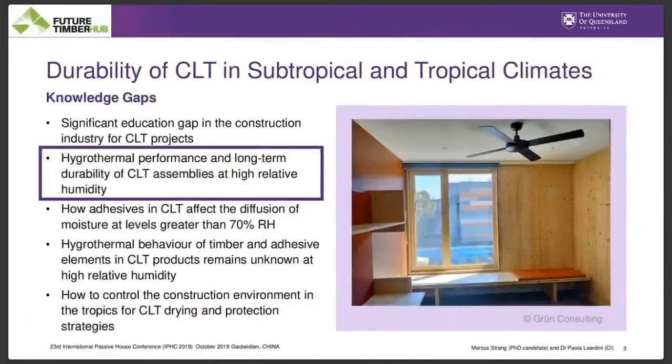So over my research, I've identified a number of knowledge gaps, and the one that I'm looking at the most in this presentation is the long-term durability and how the CLT assembly performs in high relative humidity and in tropical and subtropical climates. However, I'm also looking in my research at how adhesives in the CLT itself behave, as well as how to best construct a building to increase the drying out ability and reduce the amount of moisture that comes in during construction and operation and even decommissioning.